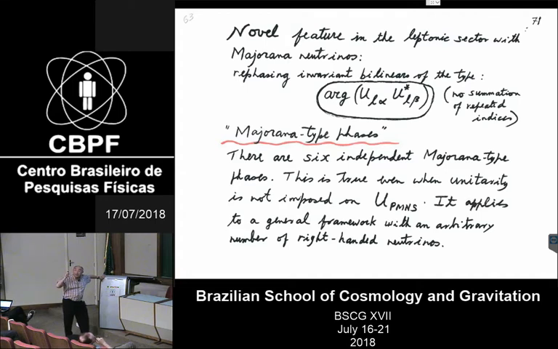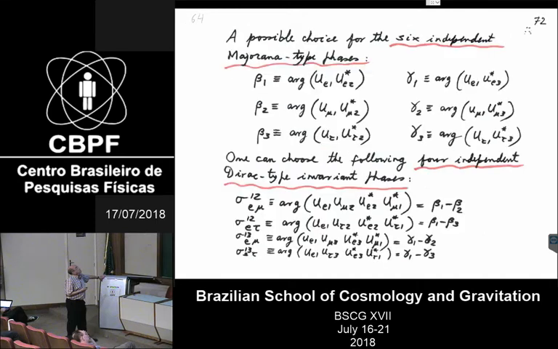So the most rigorous way of defining Majorana phases is as arguments of bilinears. People always talk about the phases that are outside the PMNS, but that is parameterization dependent. I don't want to do things that are parameterization dependent. If I need to, of course I have to, but as far as possible, one should avoid explicit parameterizations.